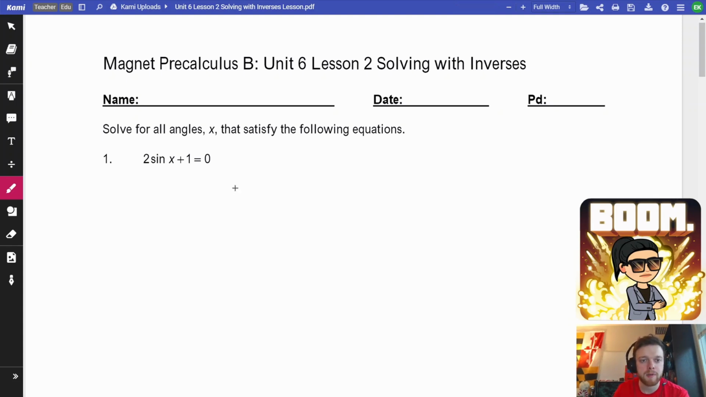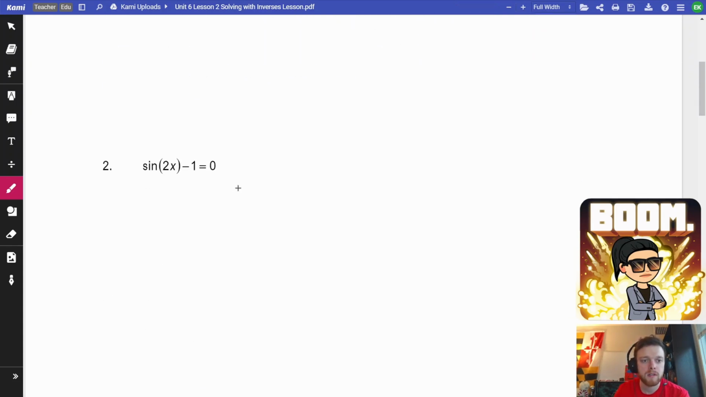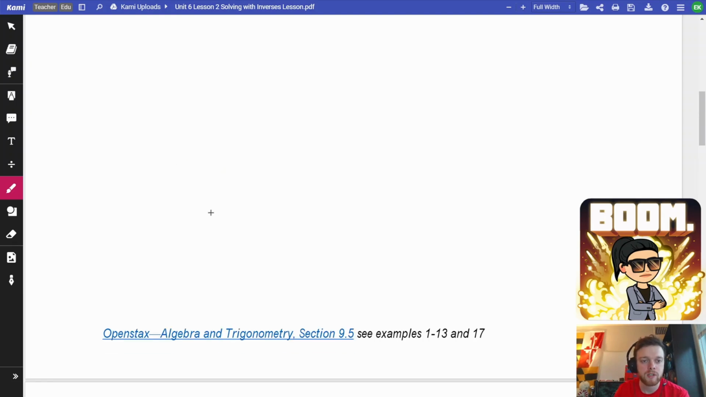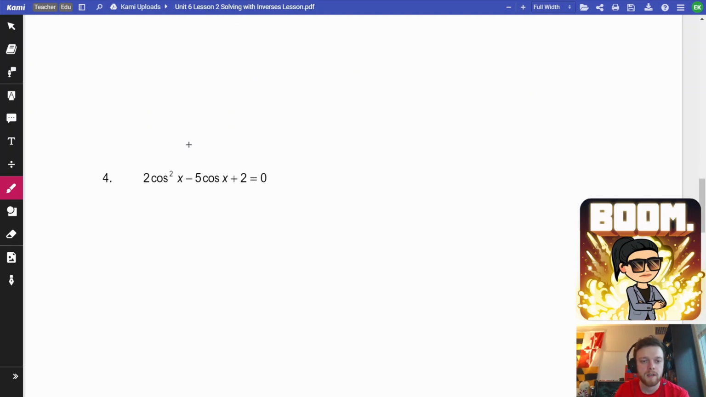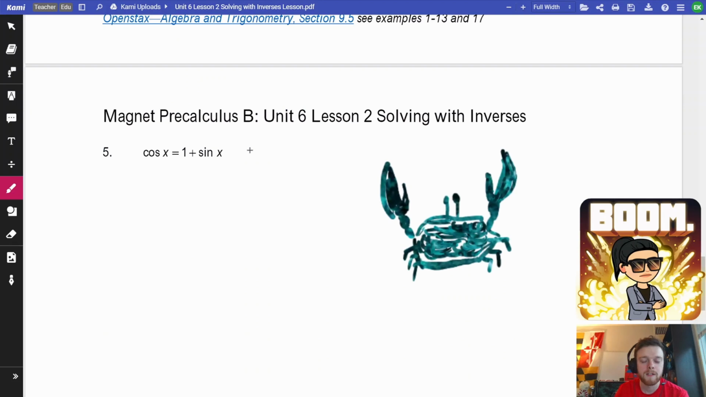We got 2 sine x plus 1 is equal to 0. Sine 2x minus 1 is equal to 0. So now our argument changes a little bit. We got 2 tan x sine x plus sine x is equal to tan x plus 1. Okay. 2 cosine squared x minus 5 cosine x plus 2 is equal to 0.